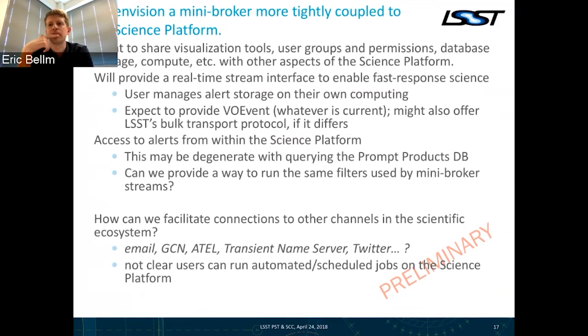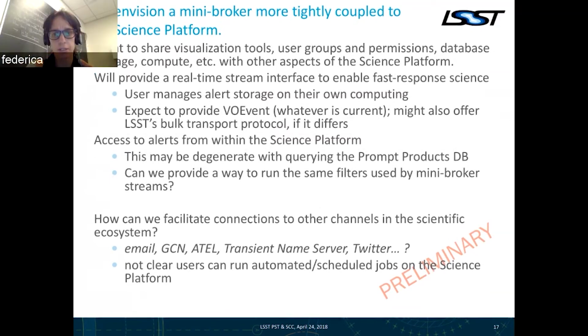Eric, there's a question from Megan. Megan, can you ask it yourself, or do you want me to ask it? I don't know if she can. She's asking, it's hard for me to envision what a mini broker is compared to a broker. Can you give a more concrete potential use case for each?